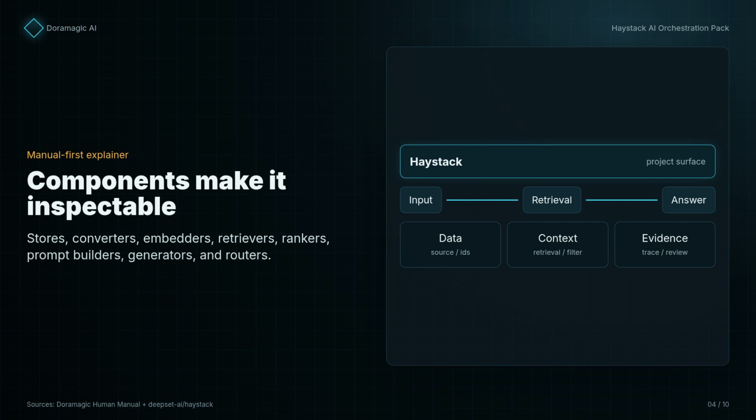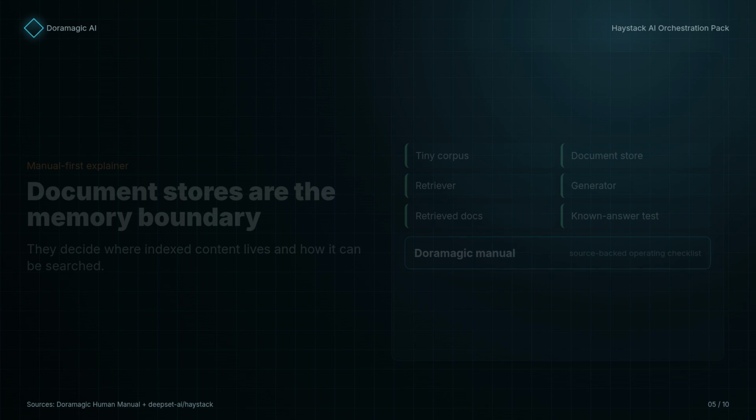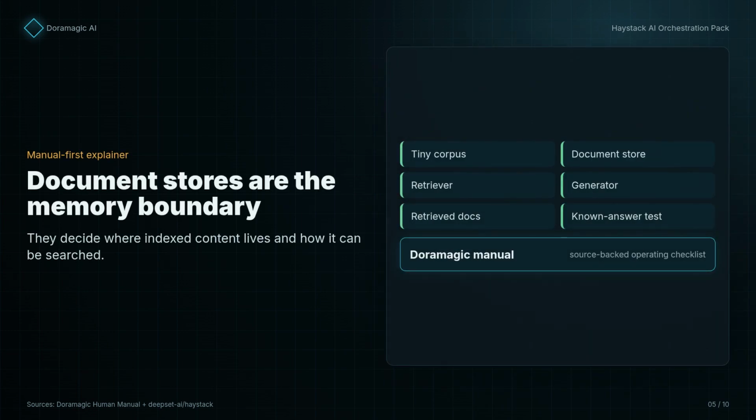Document stores are the memory boundary. They decide where your indexed content lives and how it can be searched. Retrievers and embedders decide what context is pulled back. Generators decide how that context becomes an answer. If any one of those layers is invisible, debugging becomes guesswork.